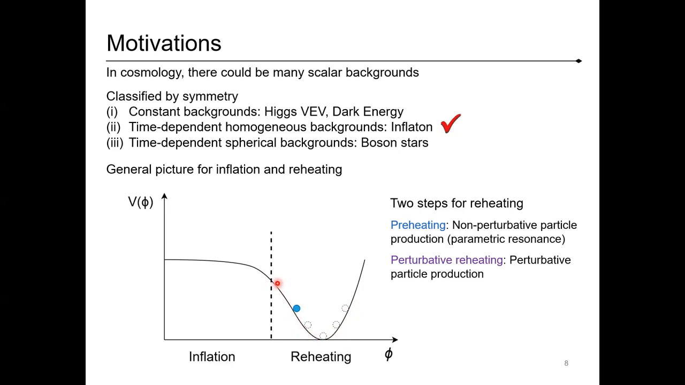Typically, particle production from preheating is much more efficient than in perturbative reheating. So a question is, why do we care about perturbative reheating? The answer is that perturbative reheating determines whether or not reheating is complete. And it can also determine some initial conditions after reheating.